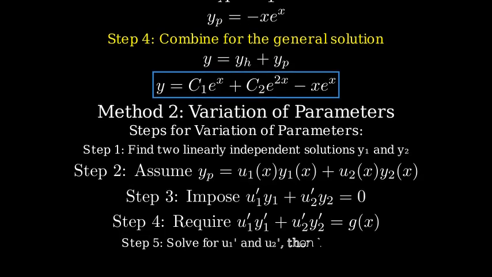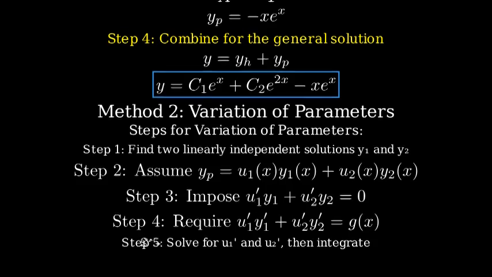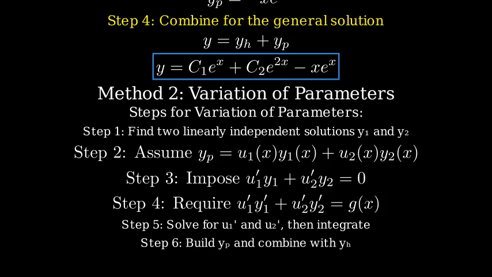Step 5. Solve the resulting system of equations for u₁' and u₂', then integrate to find u₁ and u₂. Step 6. Substitute back to find y_p and combine with y_h for the general solution. Let's see this method in action with an example.